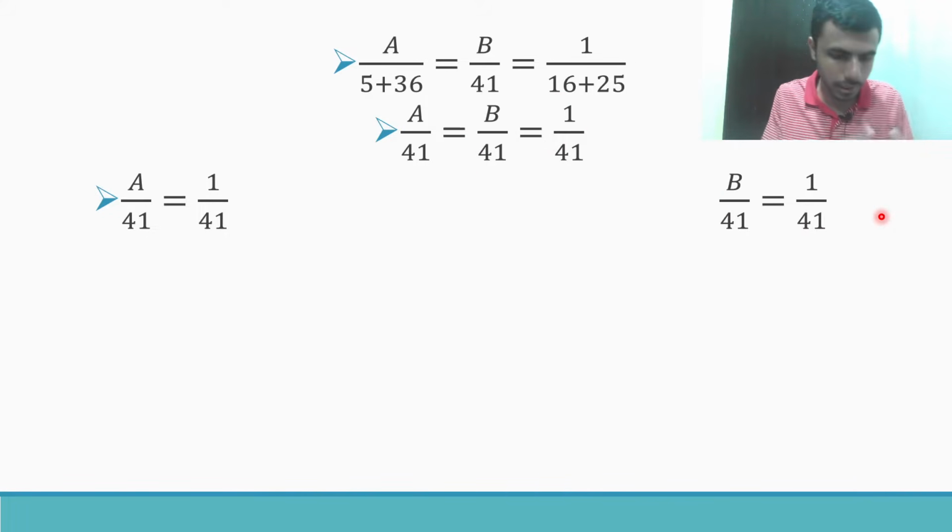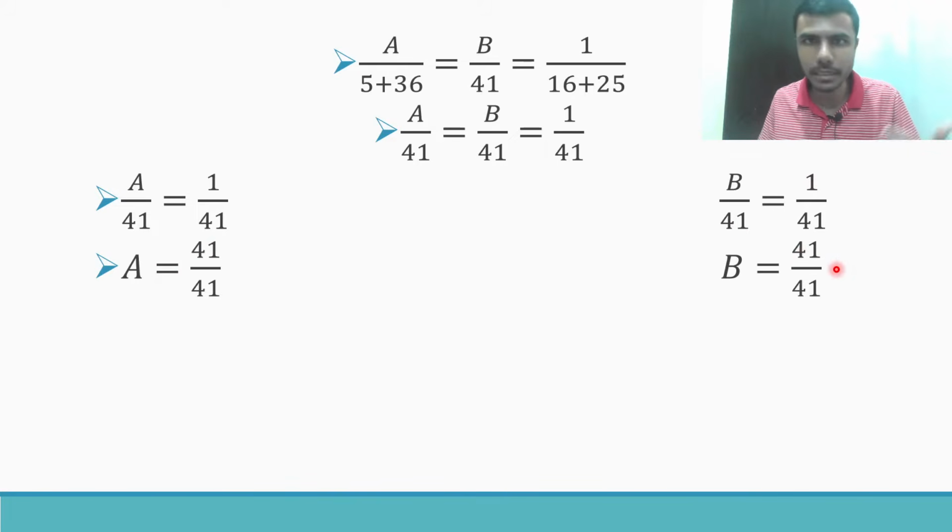Write them separately so that I can get the values of a and b simultaneously. So send this 41 here, likewise send the 41 here. So a is equal to 41 by 41 and b is also equal to 41 by 41 for this case. So a is 1 and b is 1.